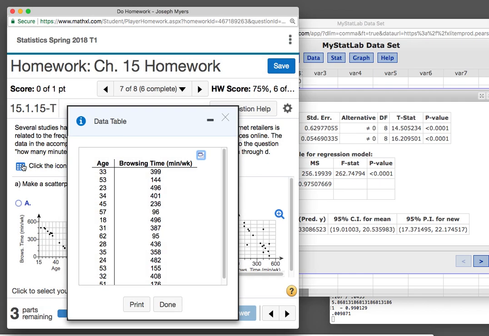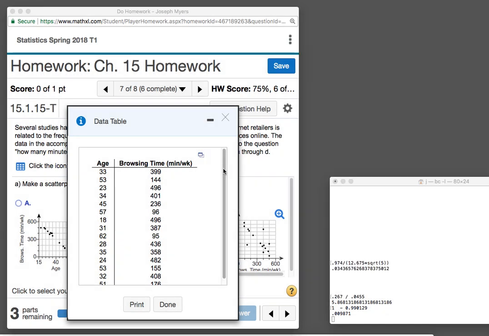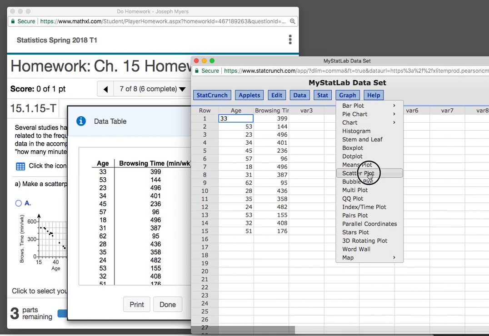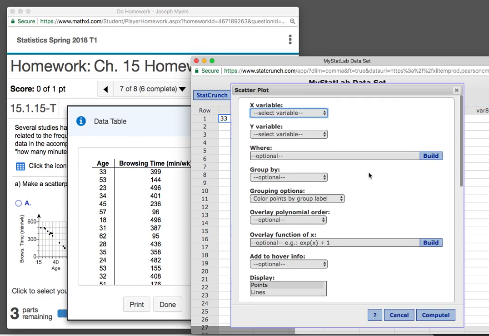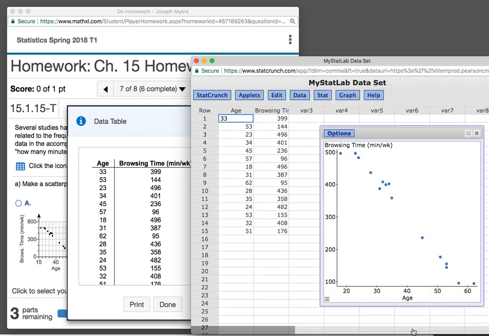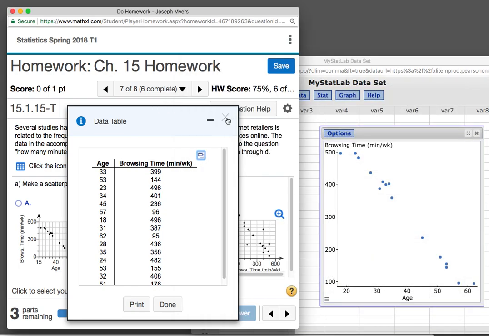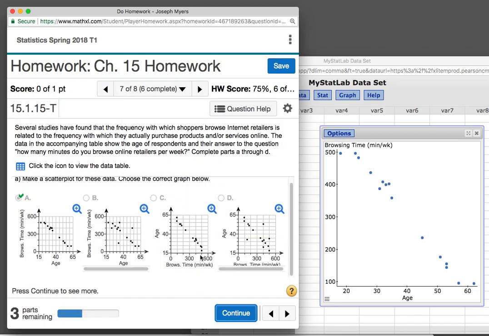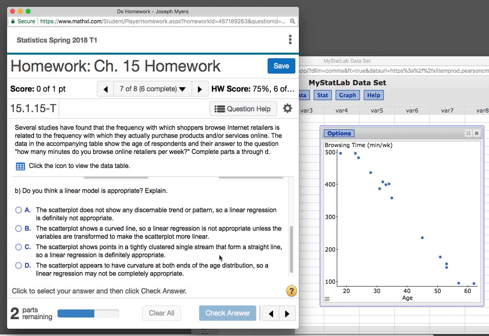So let's make a scatter plot for the data. Best way to do that is to open it in StatCrunch and do Graph, Scatter Plot. So age would be the X variable, browsing time would be the Y variable. Looks like that. So let's pick the graph that looks like that. It would be, looks like that one. I would say yes, I think a linear model is appropriate.